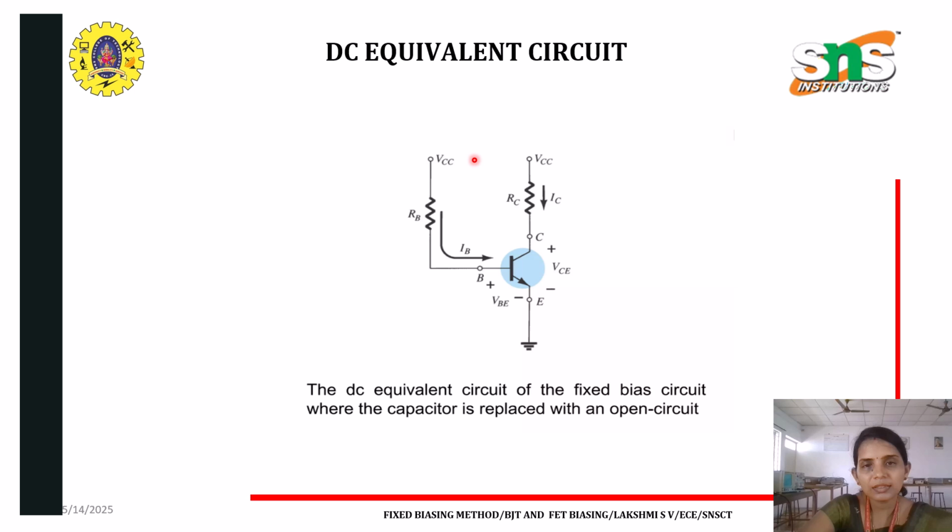Here the DC source has been removed, and we have the RB, which controls the value of IB, which in turn controls our IC. But this type of circuit is not very stable compared to the other types of biasing. Stability issues occur due to variations in temperature, which affect the collector current.